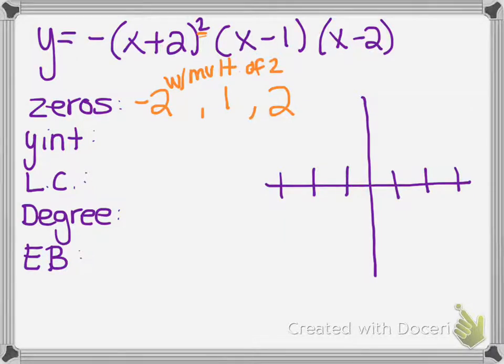So next I need to figure out my y-intercept. If I set all the x's equal to 0, my first value for this first factor is going to be 0 plus 2, but then we need to square it, so it's going to be 4 times -1 times -2. So this is going to give me a y-intercept of (0, 8).